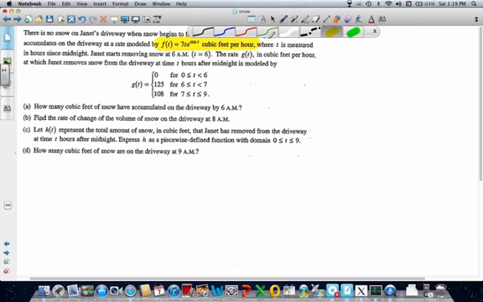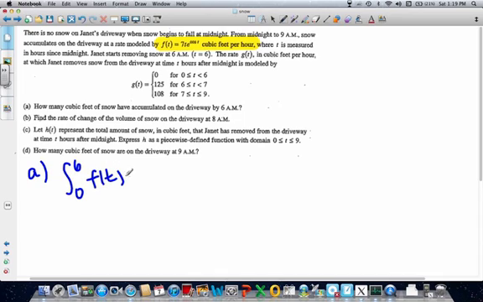So A says, how many cubic feet of snow have accumulated on the driveway by 6 a.m.? So our highlighted formula is the rate of accumulation. If I want the net accumulation, I'll take this rate and integrate it. So integrate from 0 to 6, the rate, and we'll get a number.